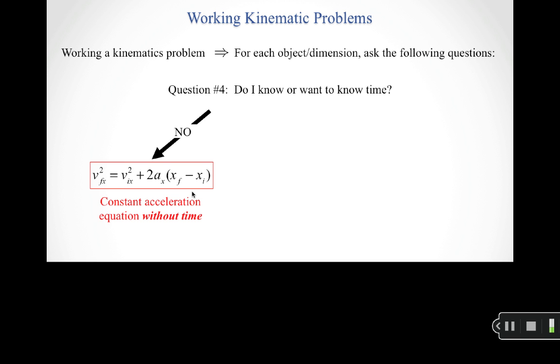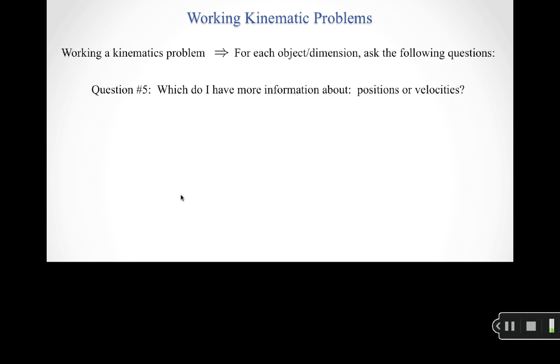So if I don't need to know time, if I don't know it or don't think I need to know it, I can get away without having that information, then this is probably the equation that I want. Nine times out of 10, using this equation will take me straight to the answer. If I do know time, then I probably need an equation that includes time in it.